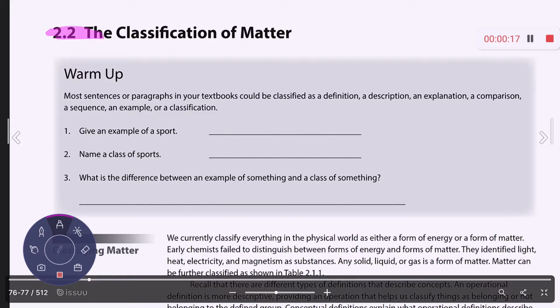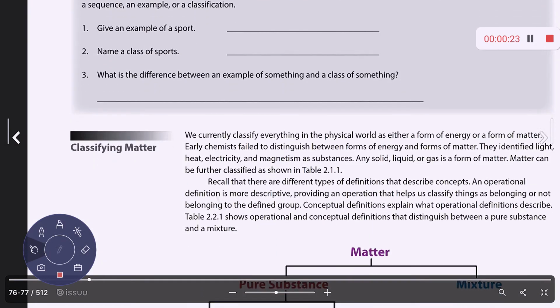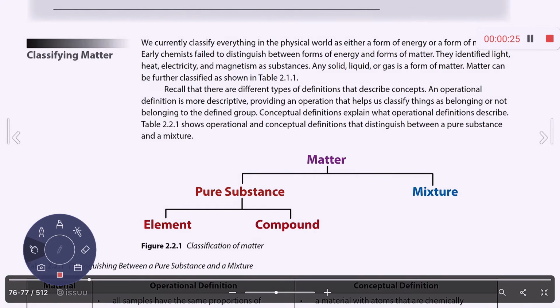Okay, so we're on section 2.2, the classification of matter, and we're going to go ahead and skip the warm-up. And we're going to come down here to classifying matter. Everything in the world is either a form of energy or a form of matter. So previously we talked about things that are matter.